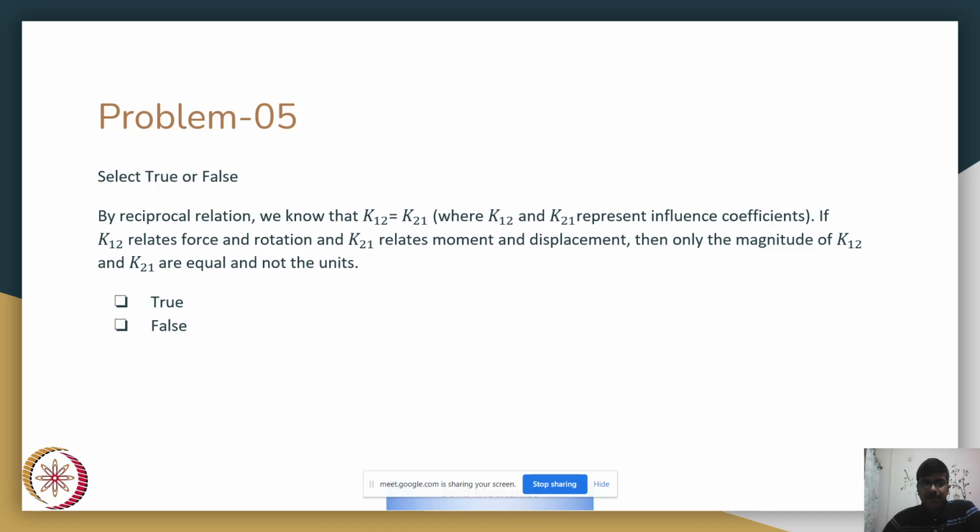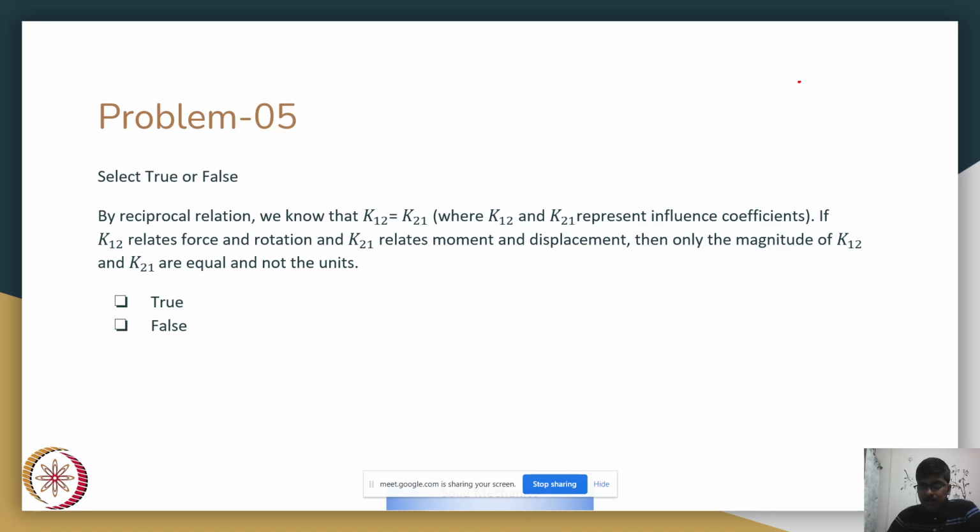Problem number 5. Select true or false. By reciprocal relation, we know that K12 is equal to K21, where K12 and K21 represent influence coefficients. If K12 relates force and rotation, and K21 relates moment and displacement, then only the magnitude of K12 and K21 are equal and not the units.